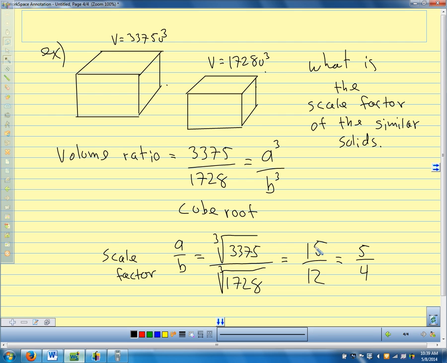All right, questions on how we found that scale factor? All right, this process is going to be important for our next problem because we're going to add one more layer to our problem. Okay.